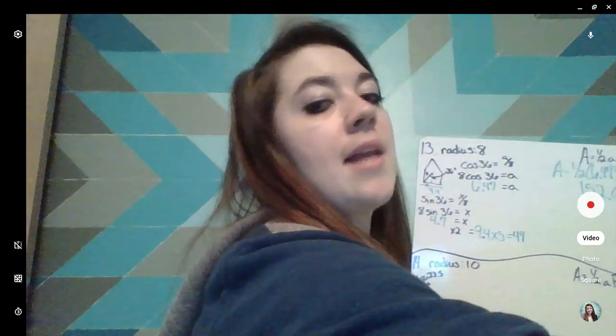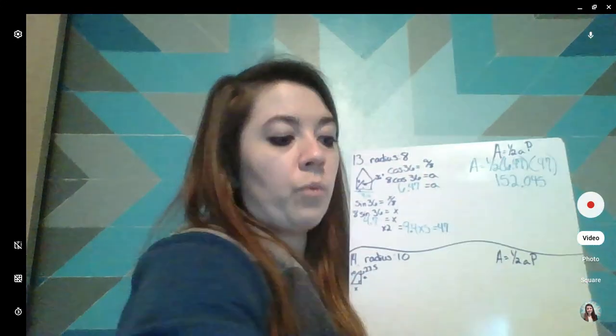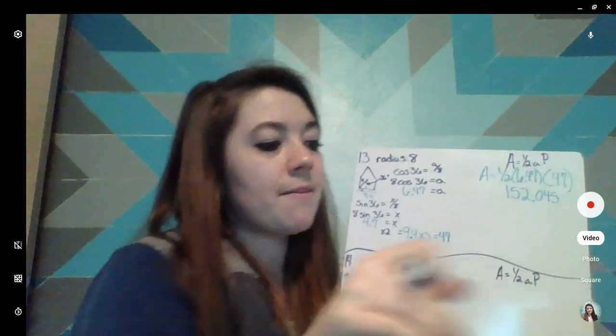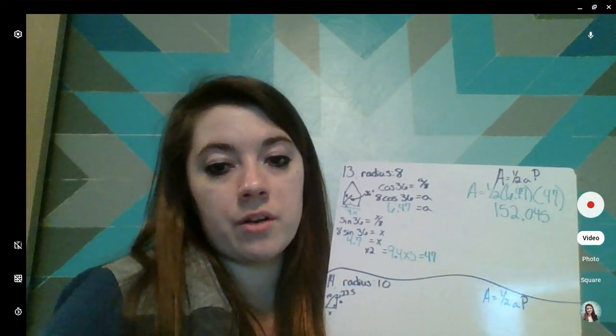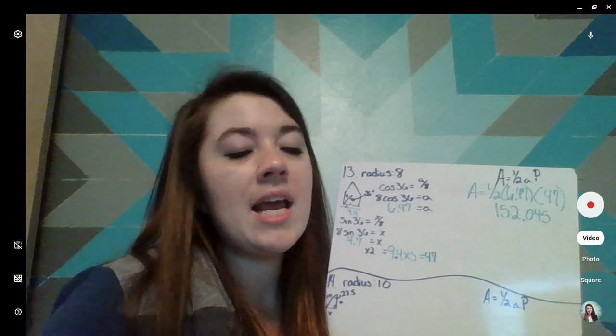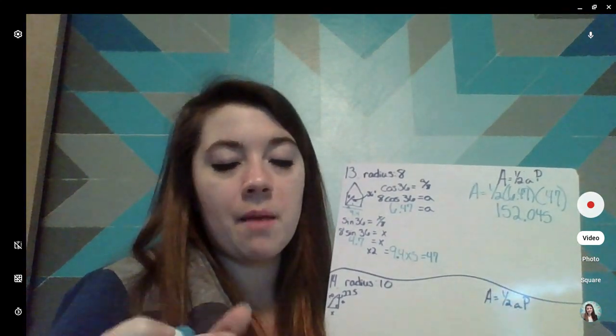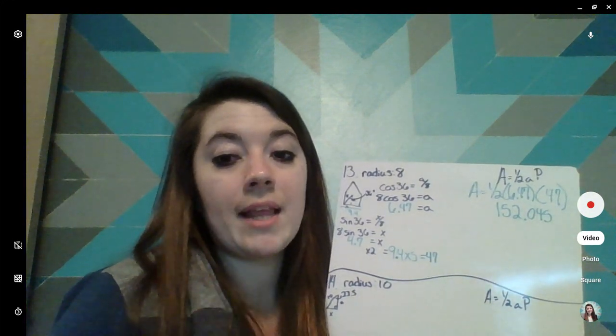Now, this is not our final answer. Why is that? Well, the question says to find the area of the darkest shaded region. So the darkest shaded region is the area around the circle. It's the part in between the circle and the pentagon. So we're finding that part.